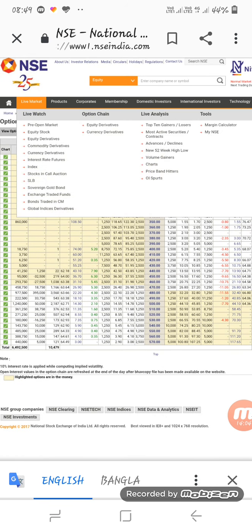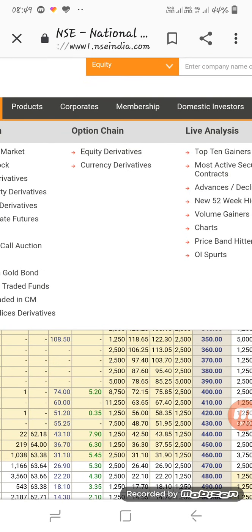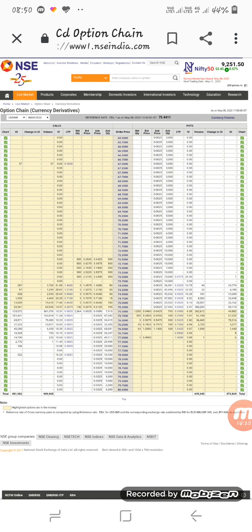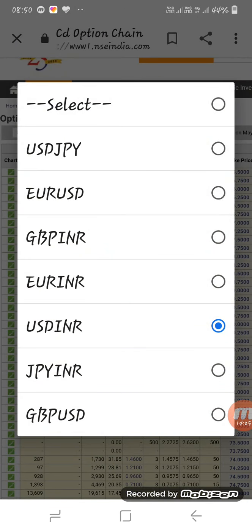But there is a derivative market for equity also, and there is a currency derivative also. So right now I have chosen equity derivative. If you want to see currency derivative, you can check that also. It is the same. There are various options like USD, JPY, which is the Japanese yen, or European, or GBP. You can see there are various currency pairs. I've already explained what a currency pair is.